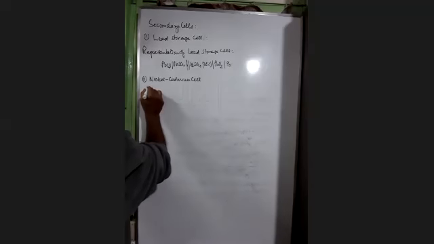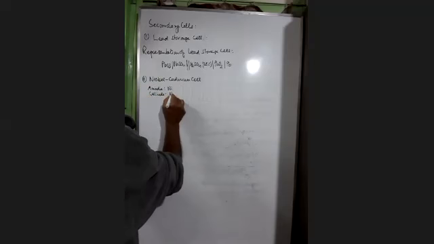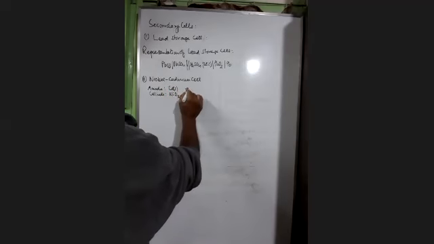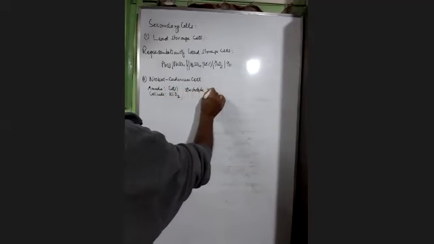So in this case, what is the anode? Anode is cadmium and cathode is nickel dioxide. Electrolyte used is potassium hydroxide.